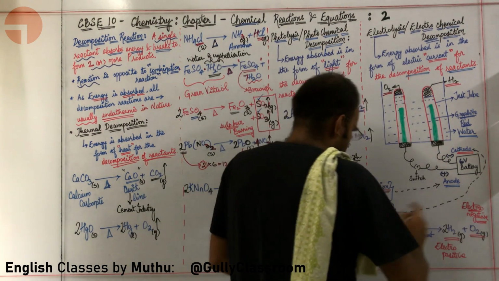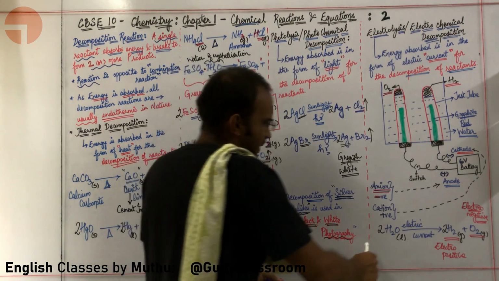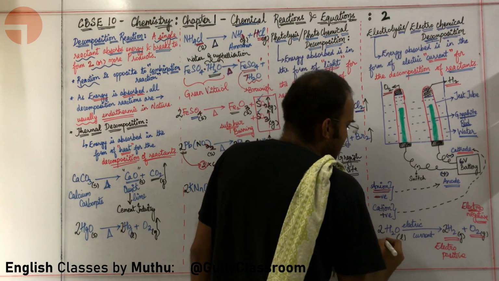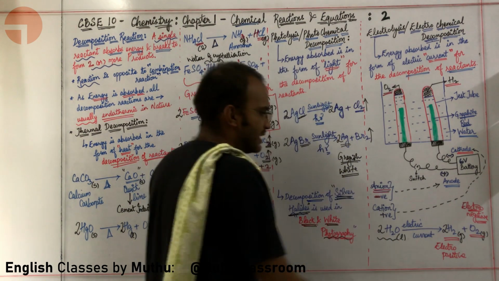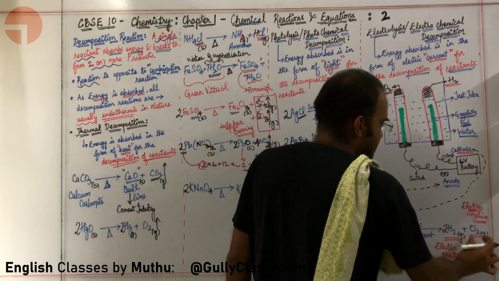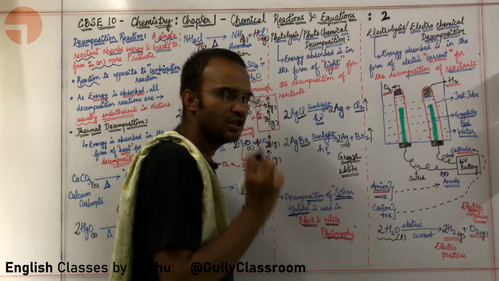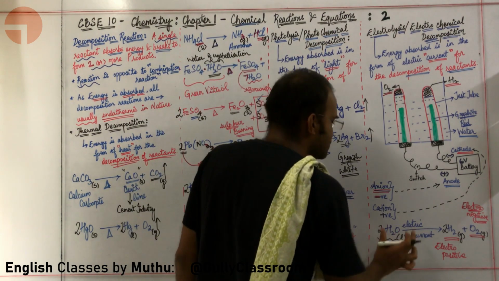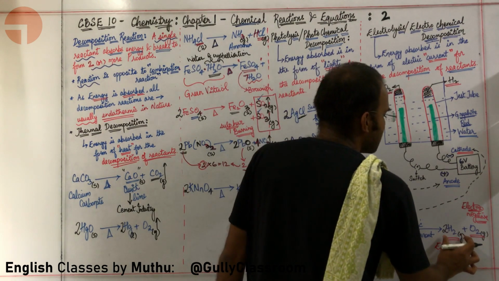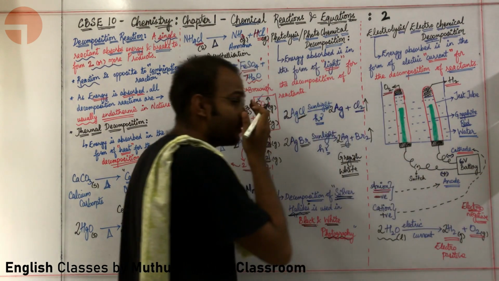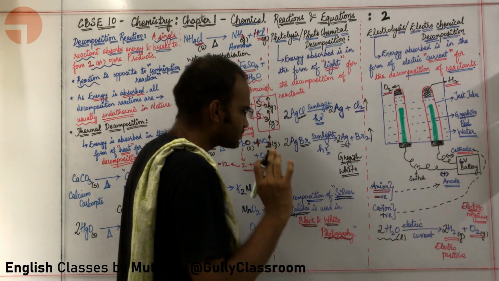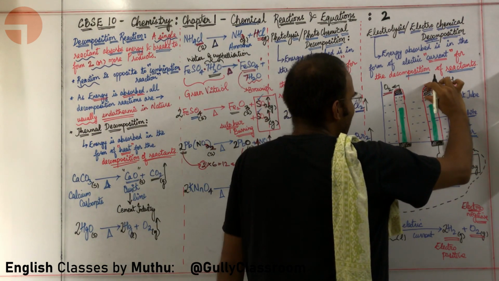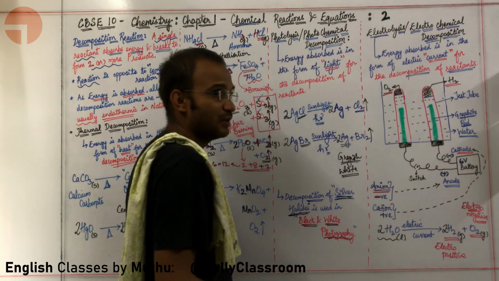By looking at this particular equation, this equation is well balanced. I can understand that for every 2 molecules of water, 2 molecules of hydrogen and 1 molecule of oxygen are produced. So the amount of hydrogen produced is double that of the oxygen. Are you able to understand this?